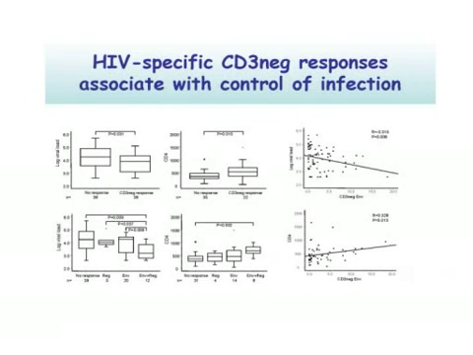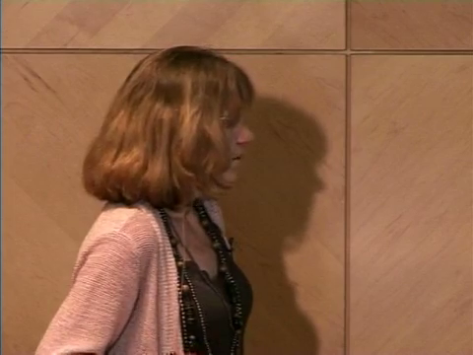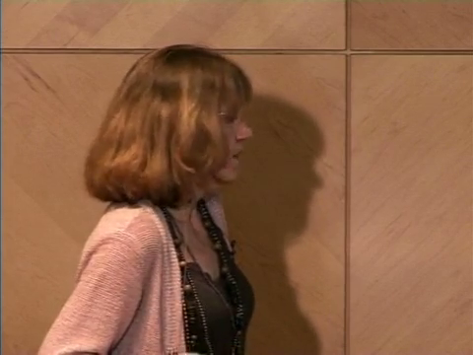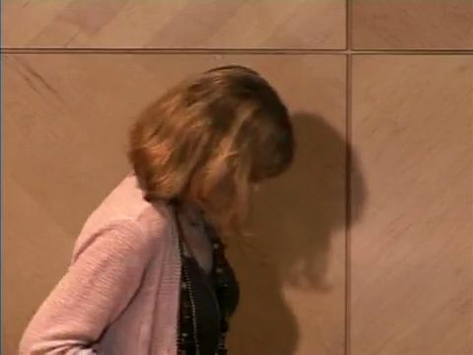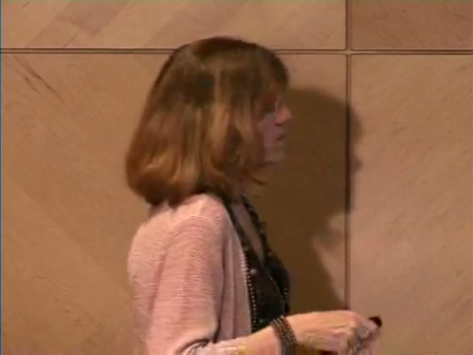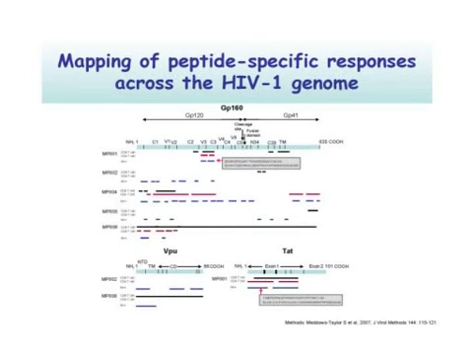Also, these responses were mainly to the envelope region and to the regulatory regions. And where there were both ONV and reg responses, your viral load is lower than having a response to either region alone, and CD4 counts higher. What was further interesting is that we could map these responses down to individual little peptides, so these 15 amino acid portions right across the entire HIV genome.